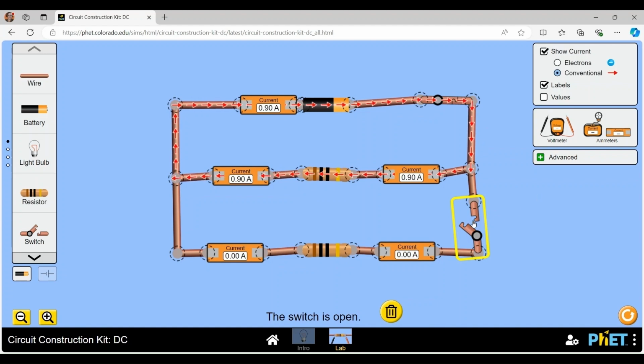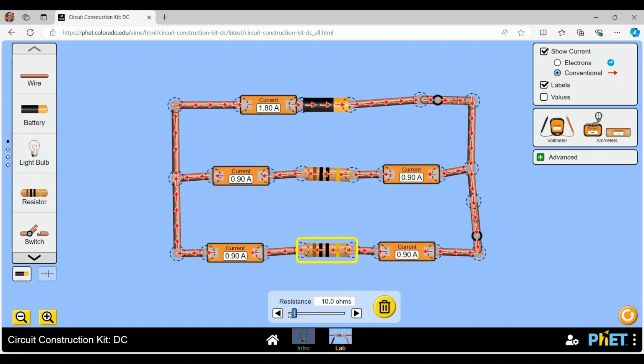But watch what happens when I close the bottom switch. There is now 0.9 amps flowing through the lower loop, and here at the top those two currents add up to give a current of 1.8 amps. It often seems counterintuitive to students that as you add resistors the current increases, but each resistor in parallel provides another route for the current to take, a bit like opening an extra lane on a motorway.